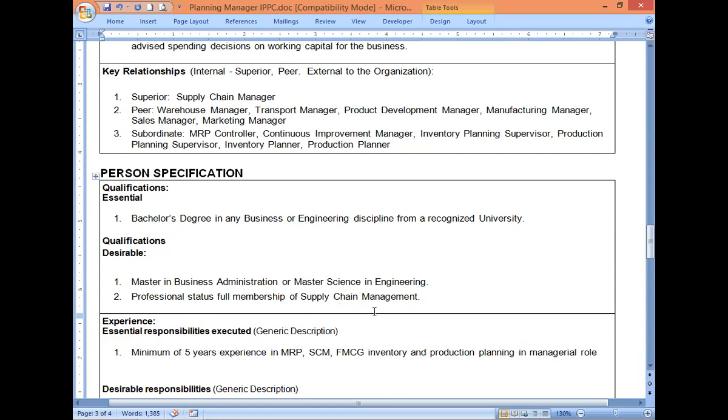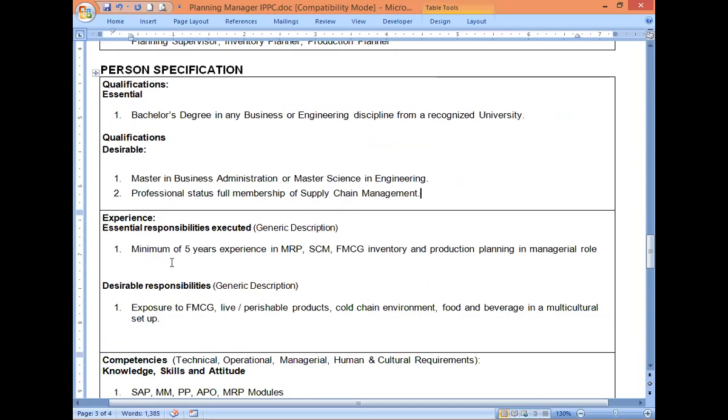Professional status, pool membership, supply chain management, important because you get all this information from this association. You will learn more from this. It will increase your awareness or your knowledge in terms of the supply chain management. Then, see, I have written 10 years for the HR manager position and the manufacturing manager position. But for the planning, I think 5 years would be enough experience as long as it is in managerial role. So in MRP, SCM, FMCG, inventory and production planning in managerial role. Okay. As long as it is in managerial role, no problem with 5 years.